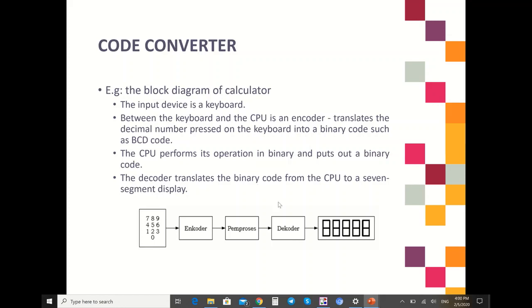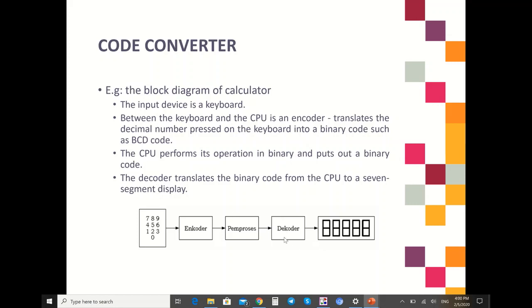So we look at an example of a block diagram for a calculator. Below is the simple diagram for a calculator. Based on this diagram, we have an input device, which is a keyboard, and between the keyboard and CPU we have an encoder. So what is the function of the encoder? To translate decimal numbers into binary code, for example, BCD code. So the first thing that you must remember is the function of the encoder. The encoder will translate from decimal to binary. And then the CPU will perform the operations in binary and then outputs the binary code.